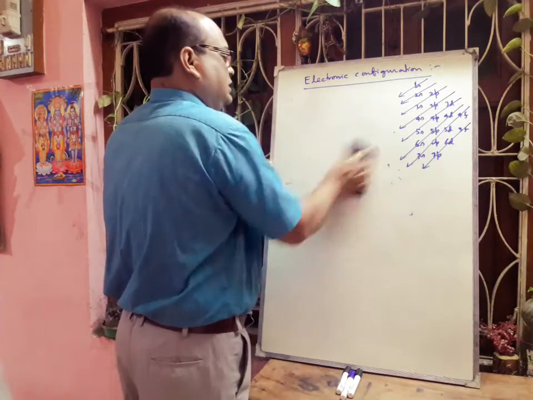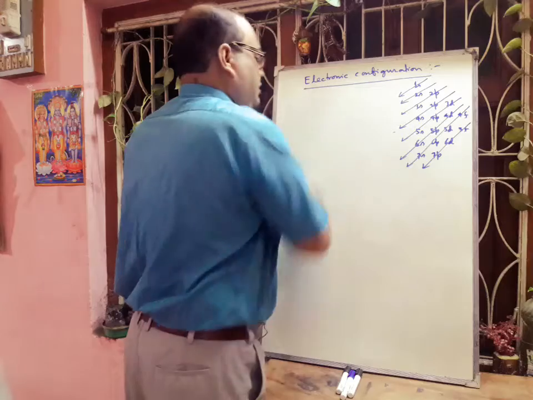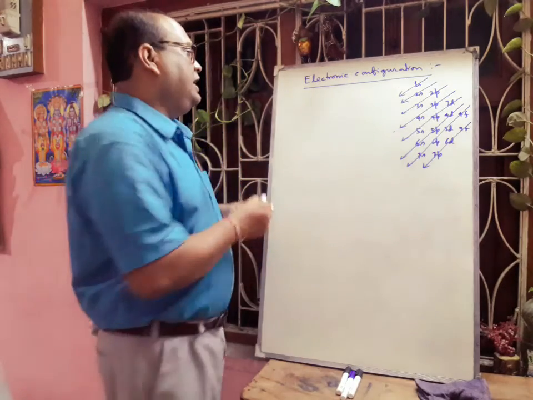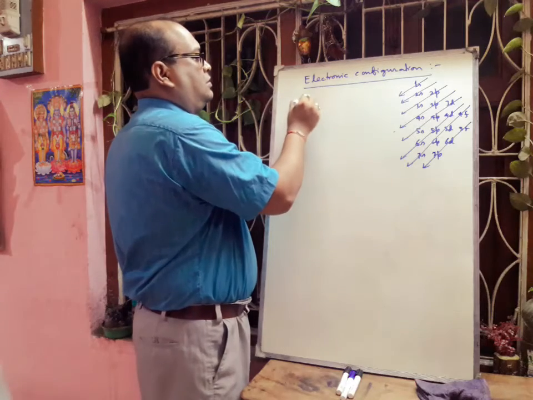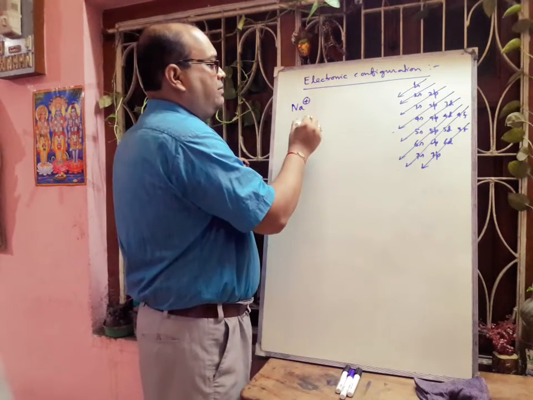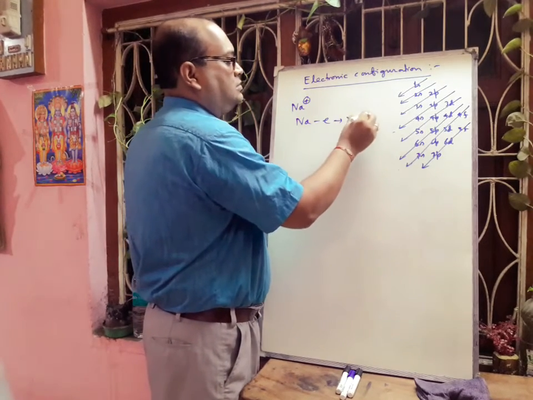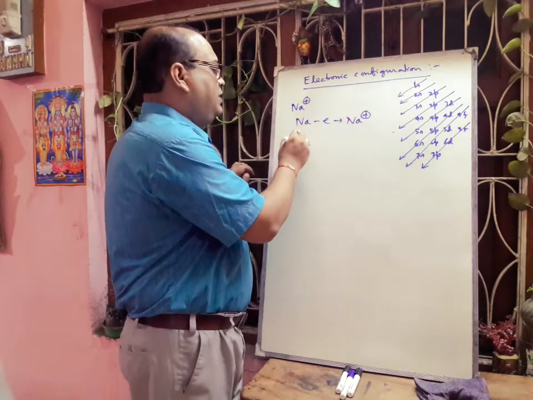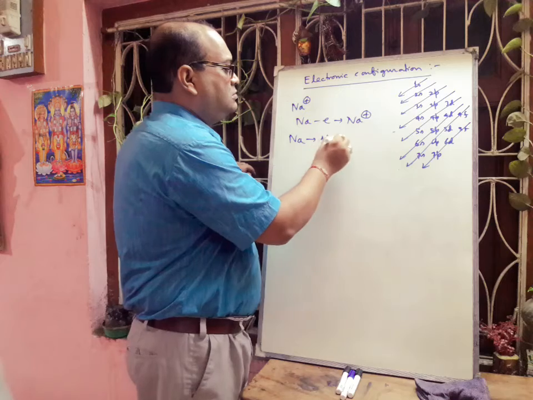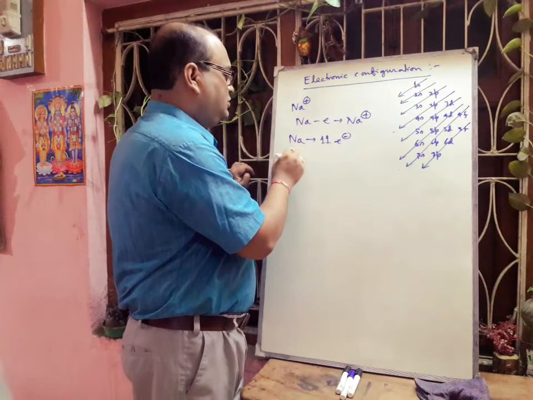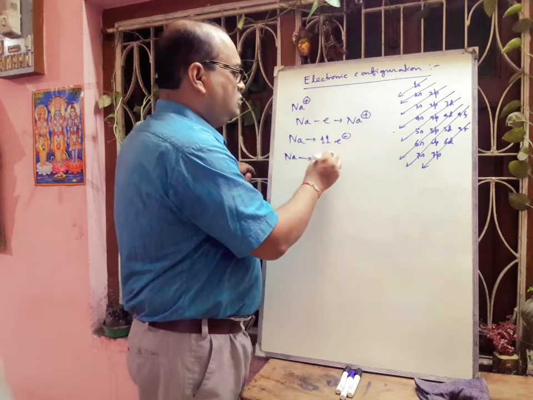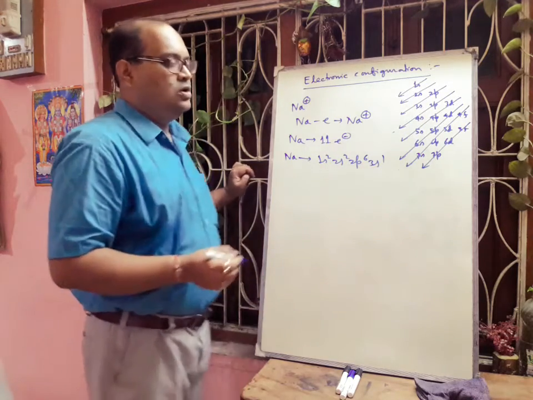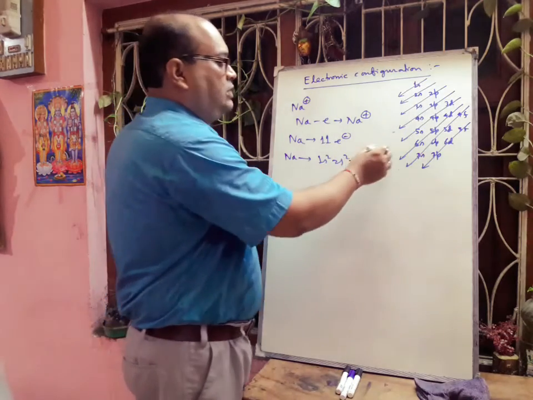Next we discuss the electronic configuration of some ions. Suppose we think about Na+. So how is it formed? Sodium releases one electron forming Na+. Now what is the electronic configuration of sodium? Sodium, how many electrons are there? There are 11 electrons. So its electronic configuration for sodium atom will be 1s2, 2s2, 2p6, 3s1. So it will release the electron from this outermost shell.